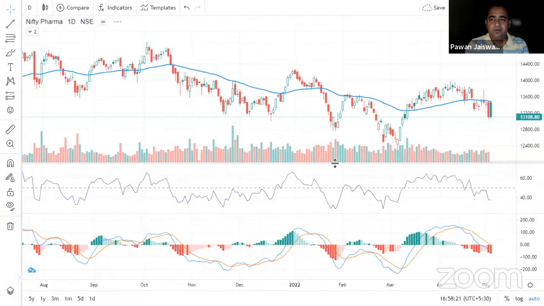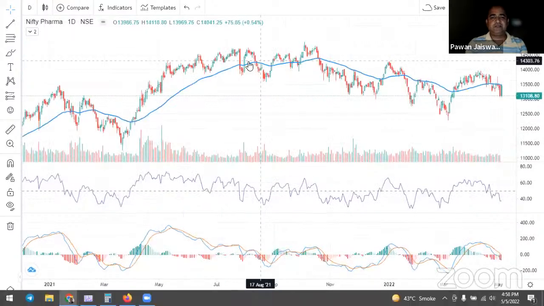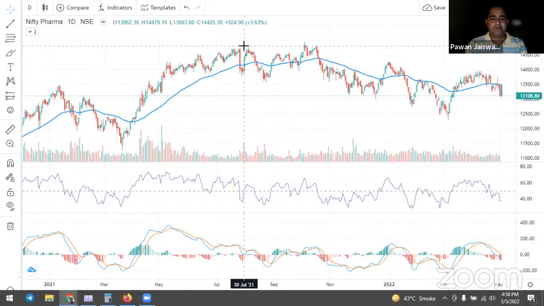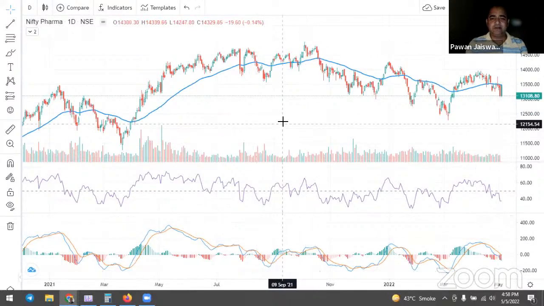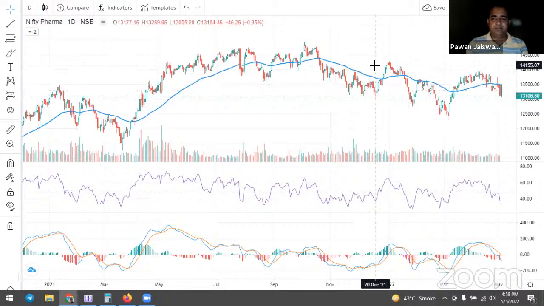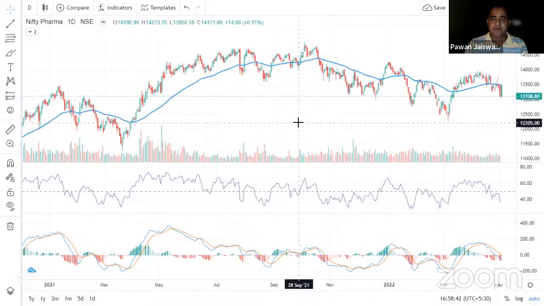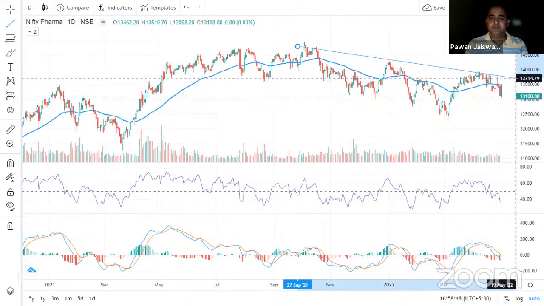Now the last one, that is pharma. So the pharma index, to be precise, for almost the last 1 year, I can say that it is consistently underperforming. Meanwhile, it is trending sideways, sideways with a negative bias, and consistently forming a lower top, lower bottom formation from here.